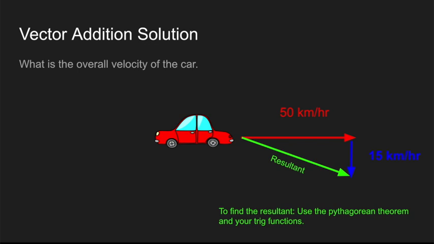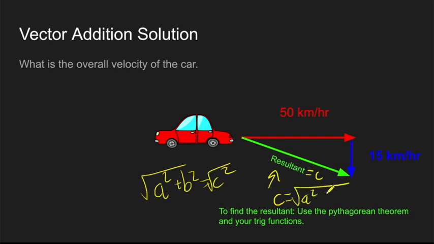And to find that resultant, we need to use the Pythagorean theorem. I'm just going to set these up. I might solve them, but I know that to find my hypotenuse, I have to do a squared plus b squared equals c squared, and my resultant is my c. I'm going to rewrite this in shorthand. So c equals, taking the square root of both sides, the square root of a squared plus b squared.